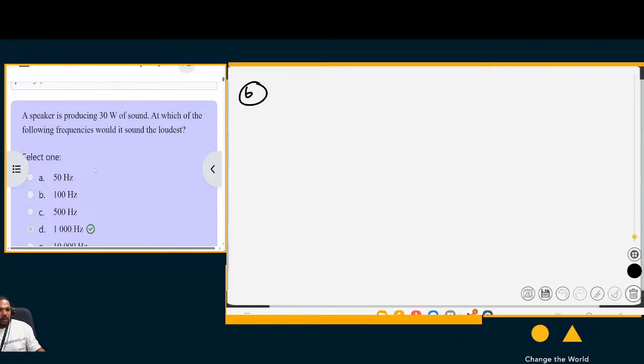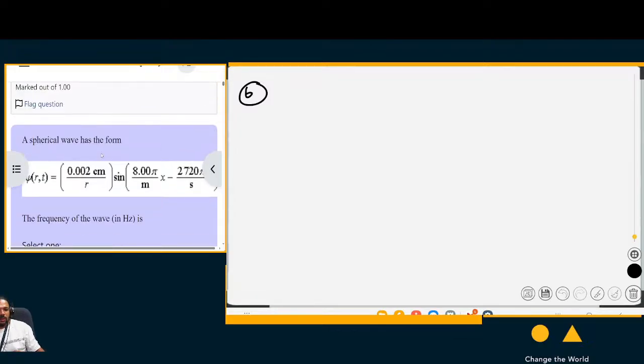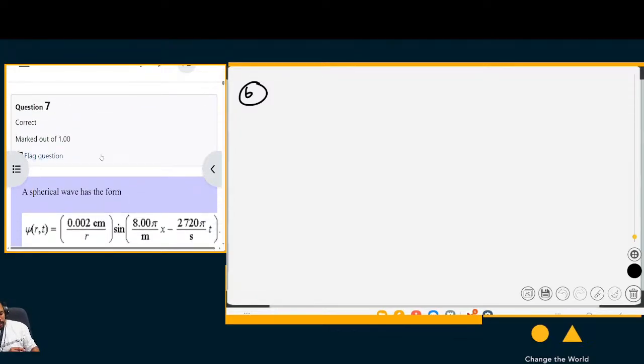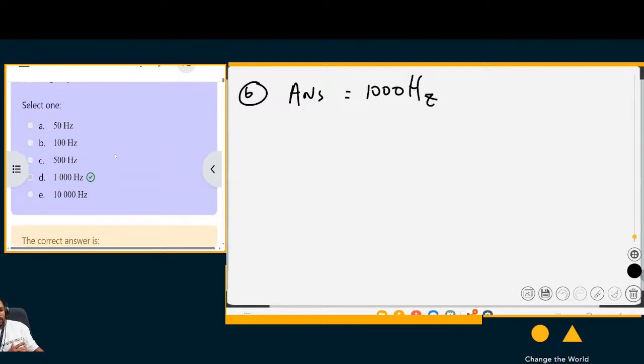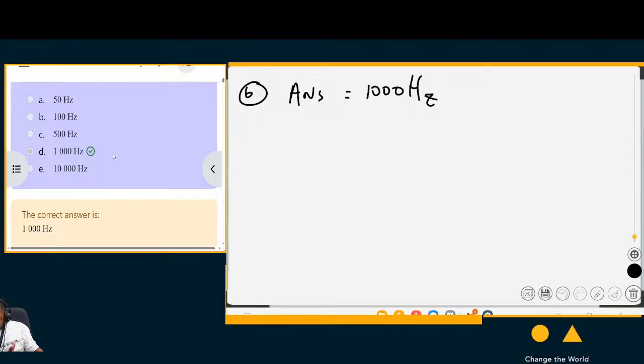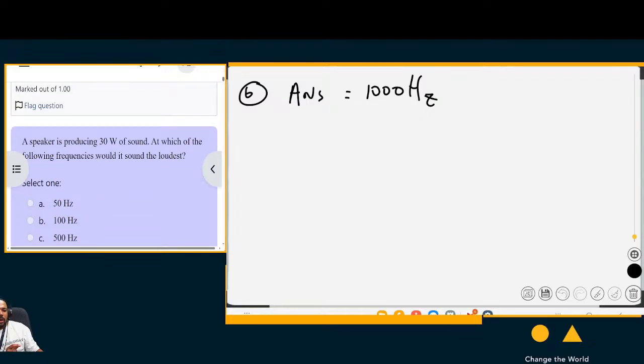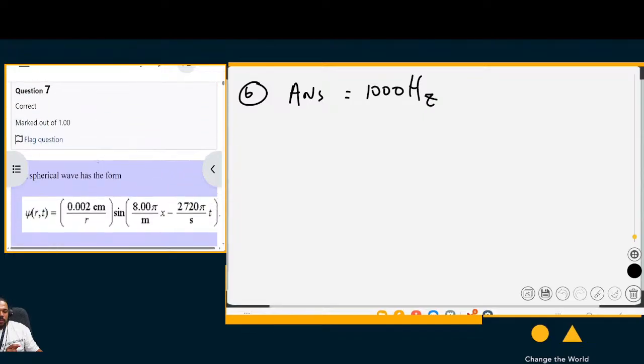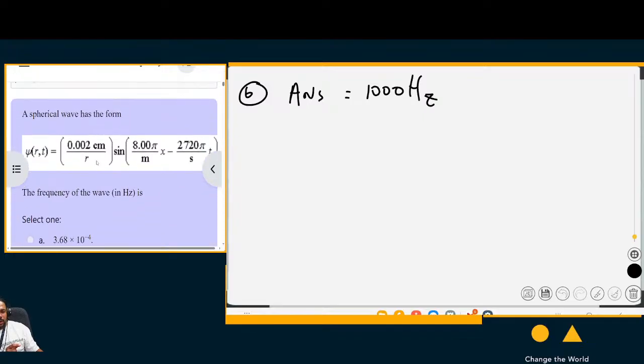This is in a table in your book, in Young and Jewett. Now here the last question. So the answer is, let me just write there, equal to 1000 hertz. Reason: human hearing is most sensitive between 2000 and 5000 hertz, so the frequency closest to that will give you the loudest sound. Or you can just check in your book.